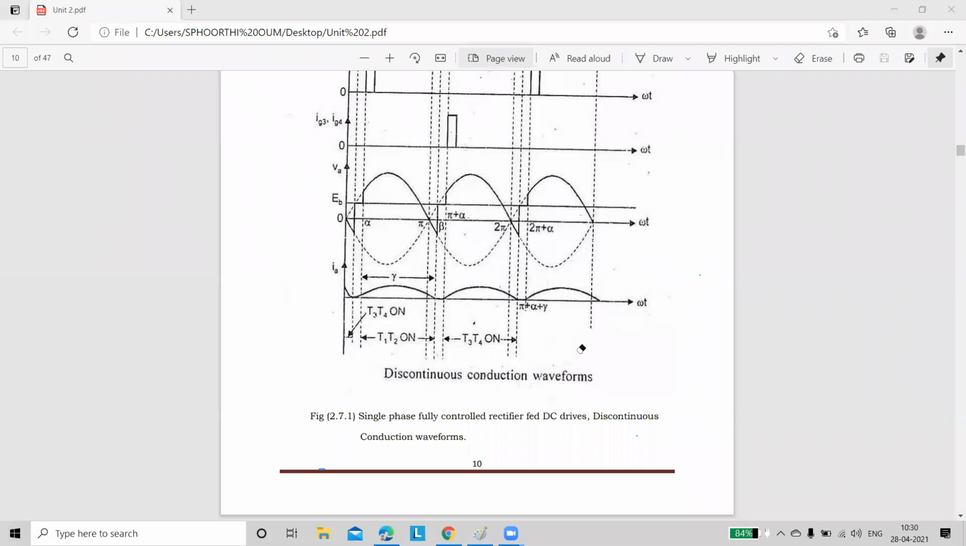What we are saying is that whenever we increase the firing angle, our rectifier moves from discontinuous to continuous. Is it right? First of all, observe the waveforms I have drawn here. I am saying the firing angle is here. It is the firing angle instant for each cycle: alpha, pi plus alpha, 2 pi plus alpha. Right?